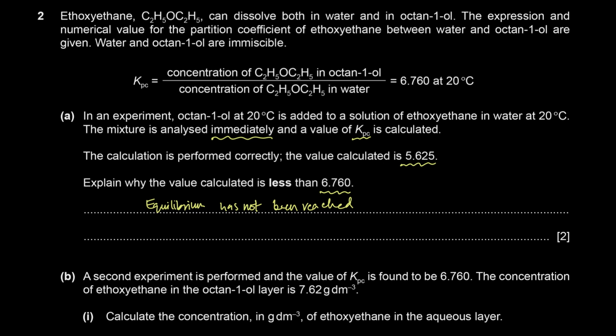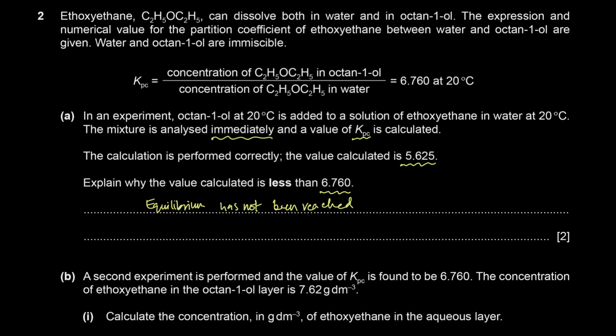Again, by definition, the partition coefficient is the ratio of the concentration of a solute in two immiscible solvents at equilibrium. Now, when you mix them together, the solute is moving between the two solvents, okay? But you have to allow it to reach equilibrium. In other words, it has to reach constant concentration in both solvents before you calculate the Kpc. They calculate the Kpc immediately, so they didn't let that equilibrium be reached, okay? So over here, equilibrium has not been reached.